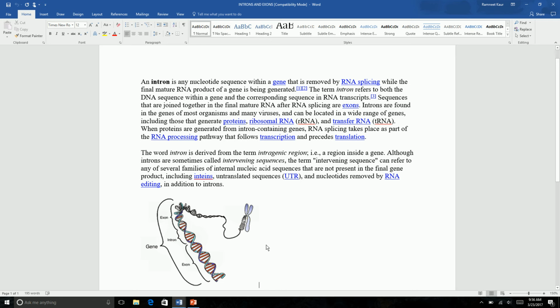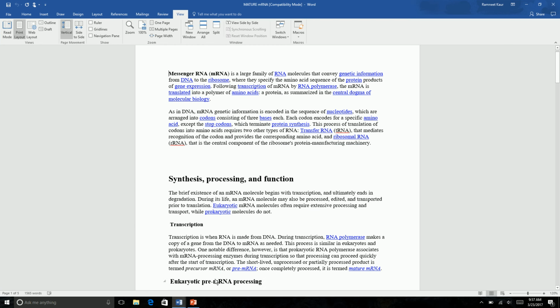Introns don't code for any protein, that's junk DNA, and exons are the protein coding part. So this is our DNA. As you know, DNA is expressed into proteins through two processes, transcription and translation. First of all, the DNA is going to be converted into mRNA. So this is about the DNA, and let's go to the second part.